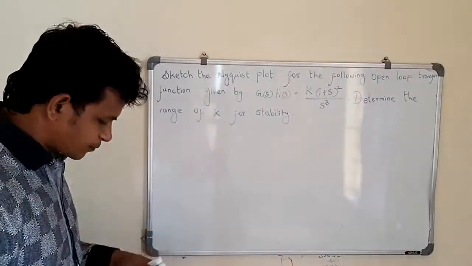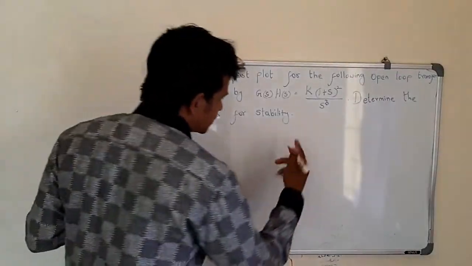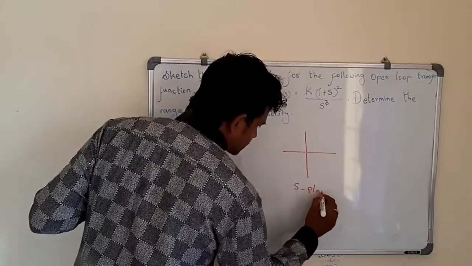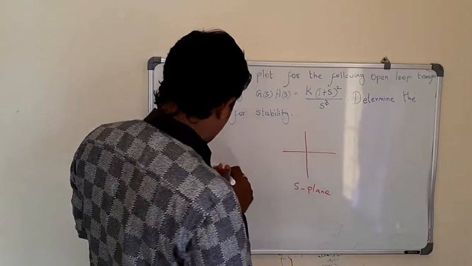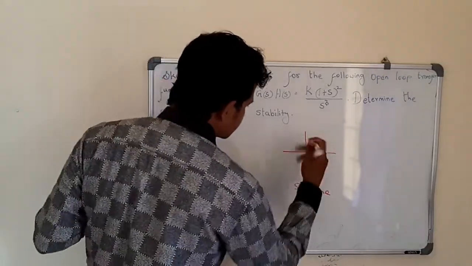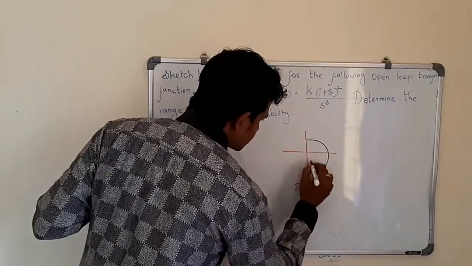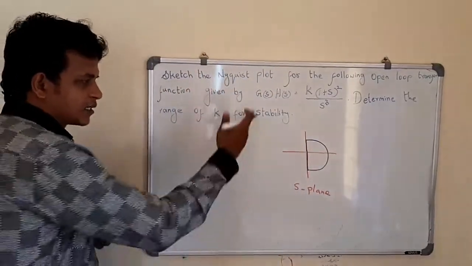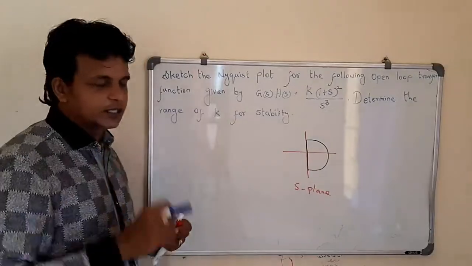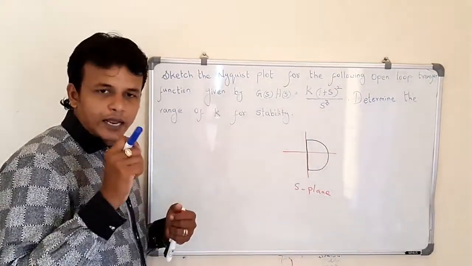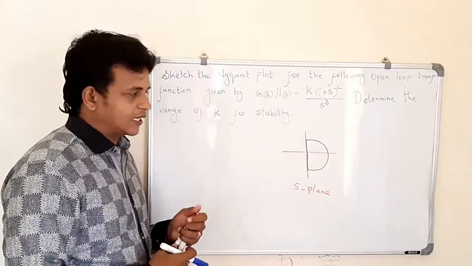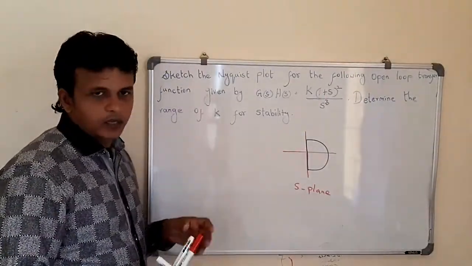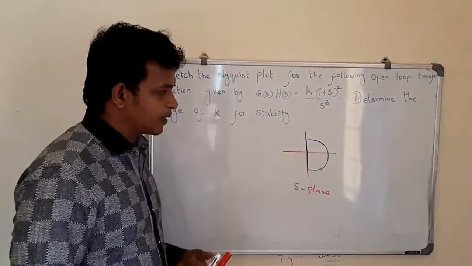So, Nyquist contour. This is the S plane. In the S plane, we have the Nyquist contour like this, if there are no poles on the imaginary axis for the given open loop transfer function. So the first thing is we have to determine whether any pole is available on the imaginary axis or not for the given open loop transfer function. If no pole is available, the Nyquist contour will be like this.